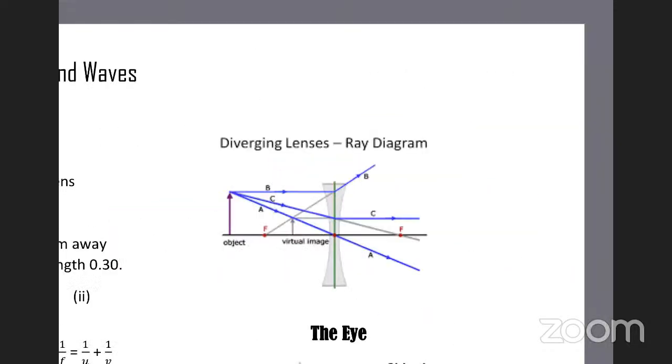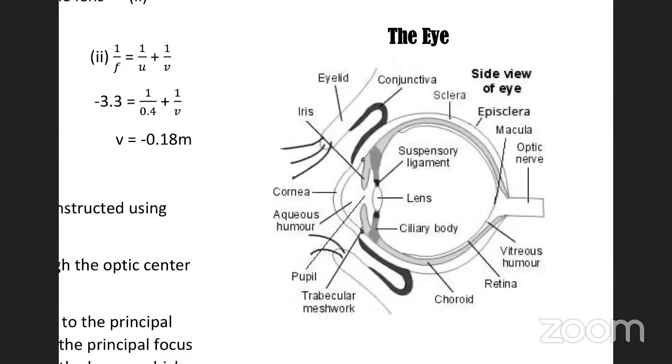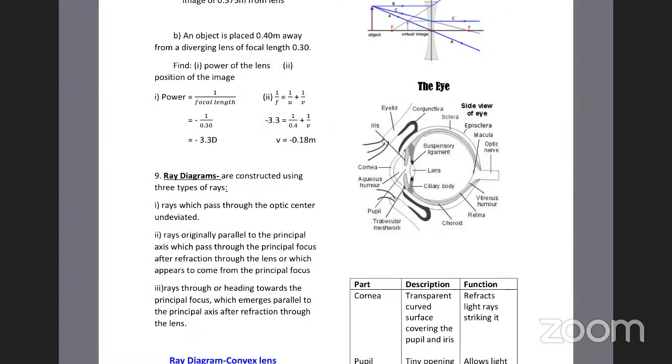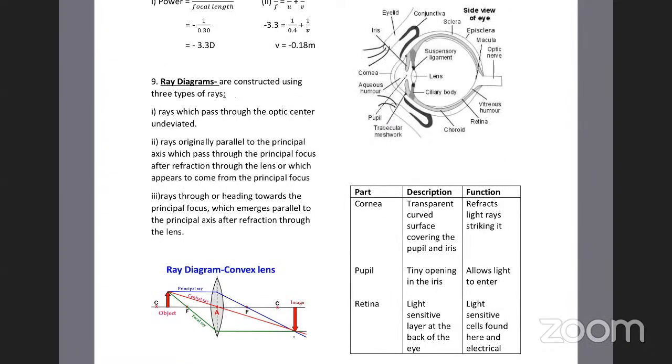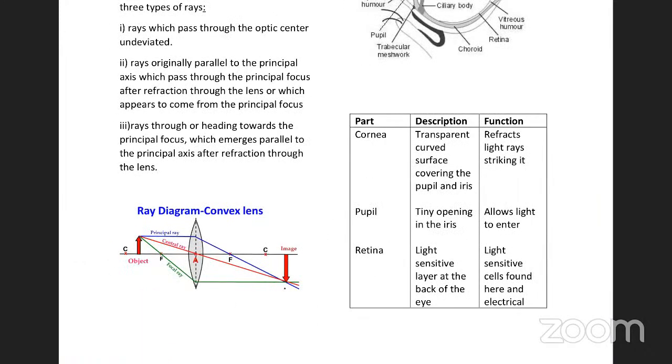Okay, this is the eye. You don't really have to be able to draw it, right? You just have to have an idea of where everything is, if they ask you to explain anything. You have a cornea, your pupil, your retina, and so on. It gives it the function. Cornea does the refraction, the pupil allows light to enter, and the retina is light sensitive. Okay.